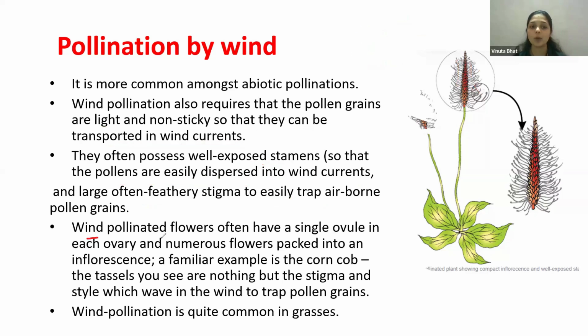And wind pollinated flowers often have a single ovule in each ovary and numerous flowers packed into an inflorescence. So that is also one of the important characters. A familiar example is corn cob. The tassels you see are nothing but the stigma and the style.